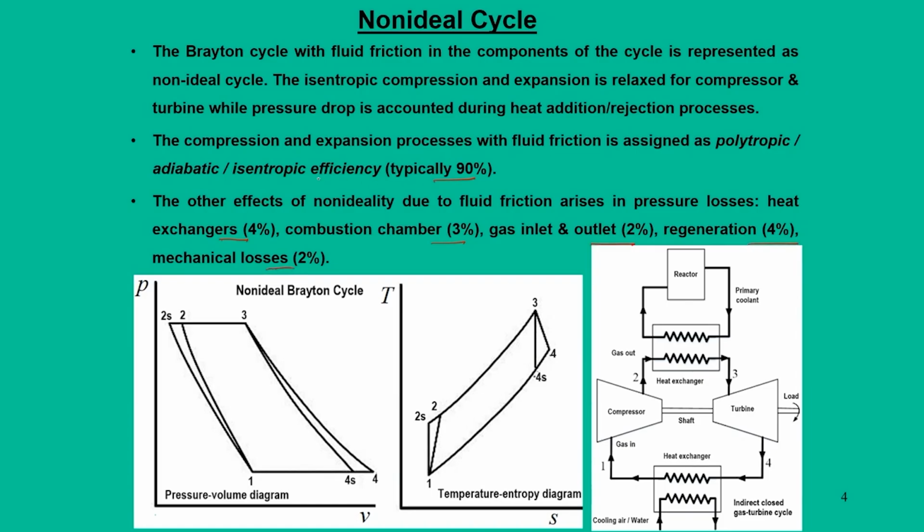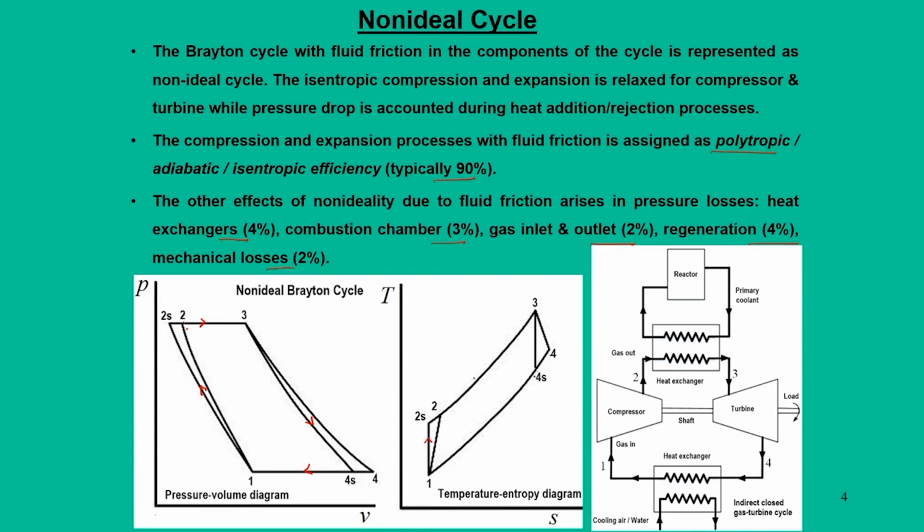Now, what is the effect of this non-idealness, for example, on the polytropic efficiency? If you look at the pressure-volume or temperature-entropy diagram, had the process been isentropic, the compression would have been 1-2s, but due to this non-idealness, we end up giving higher work input. Similarly, in the turbine process, if the process were isentropic, it would have reached 4s, but due to non-idealness, it is reaching 4.